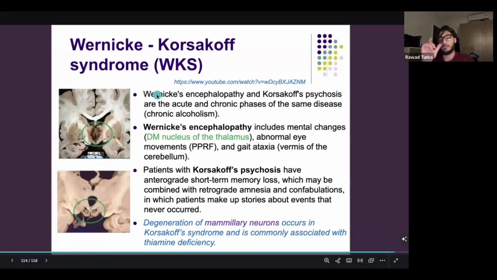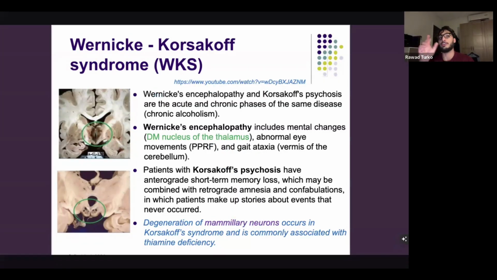But again, Wernicke-Korsakoff syndrome is the combination of two diseases at once. You get Wernicke's encephalopathy and Korsakoff psychosis. Wernicke's encephalopathy is much more of a long-term thing. Usually it's because of chronic alcoholism. Wernicke's encephalopathy includes mental changes because of loss of the dorsomedial nucleus of the thalamus, and abnormal eye movements and gait ataxia.